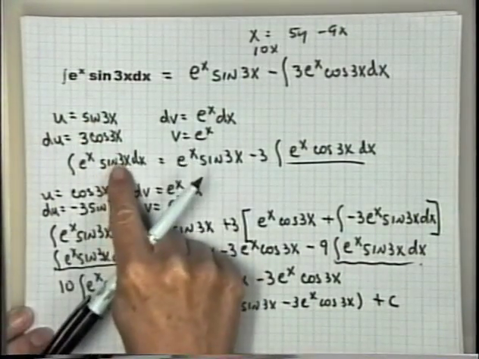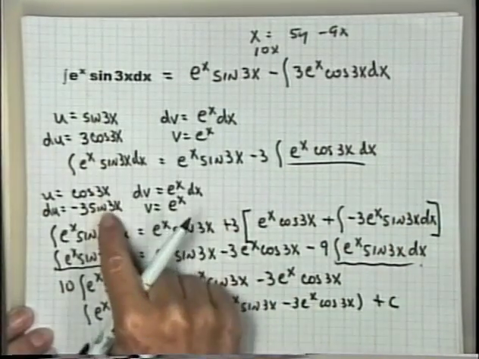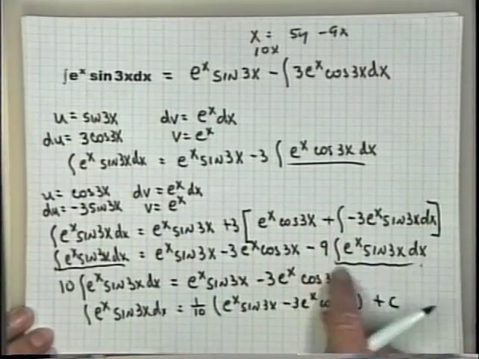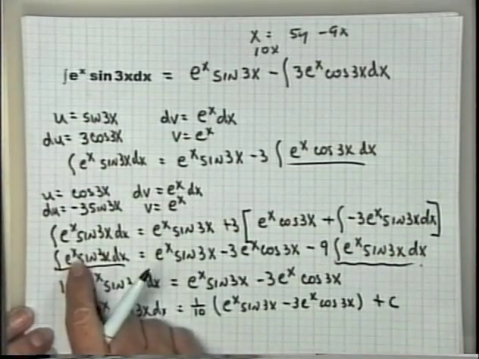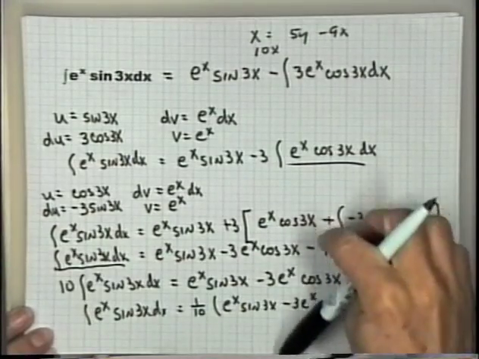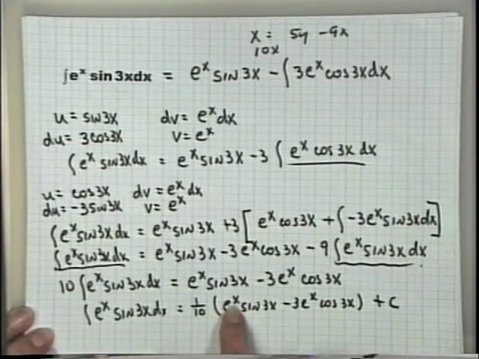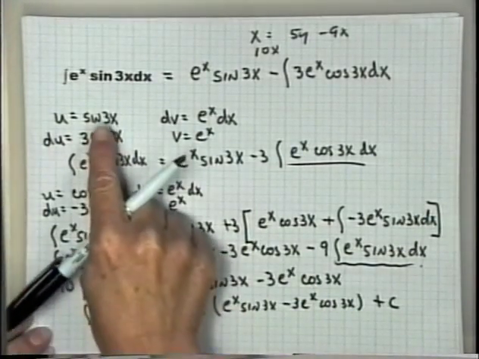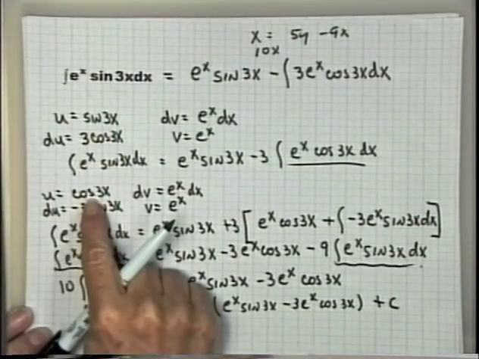Keep in mind, I kept bringing this down where we were, did parts again, I brought that down, and what you're looking for is hopefully this integral will repeat what you got here, so you can bring it over and get a coefficient here and then divide by that coefficient. By the way, if you start out with your u being sine 3x, be consistent with letting your u be your trig function.